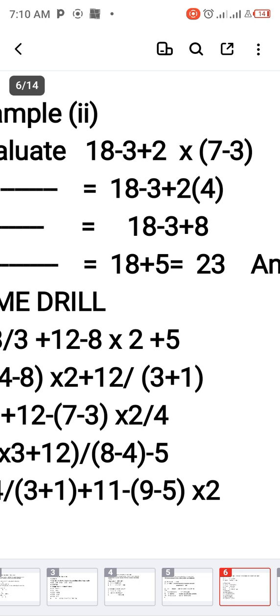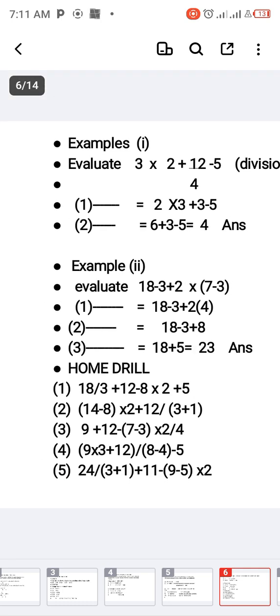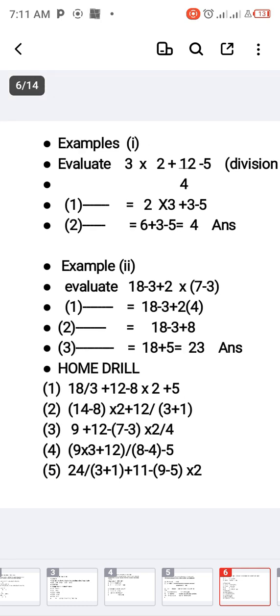So it becomes 18 minus 3 plus 2 times 4. I have now done the one in the bracket. The next thing is to do the multiplication: 2 times 4 is 8. So we have 18 minus 3 plus 8, which is equal to 23.